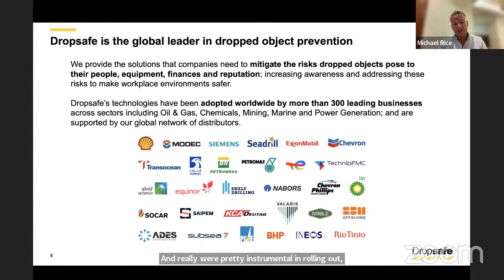What we as a business have seen over the last few years is the focus on preventing dropped objects has spread much wider than just the drilling industry. So today, Dropsafe deals with a lot of refining companies, a lot of chemical plants, extensive business with the mining sectors, especially in Australia, and also a number of adjacent industries like service vessels, marine vessels that often support the oil and gas industry. The great thing from our perspective is that we really are seeing more and more companies around the world focusing on preventing dropped objects.